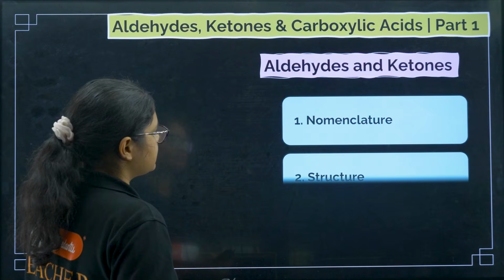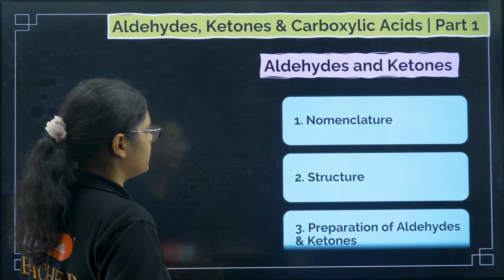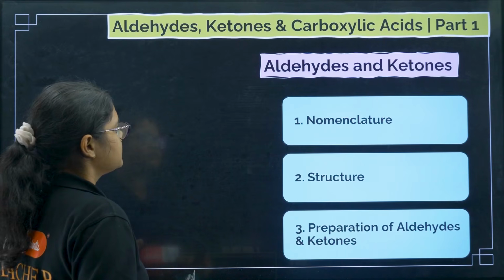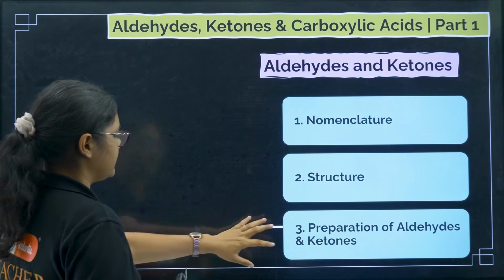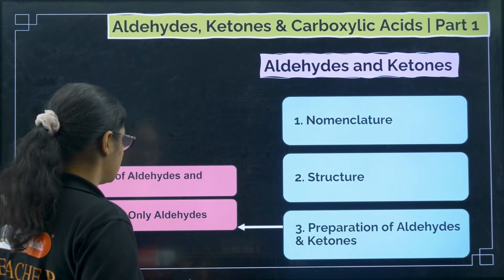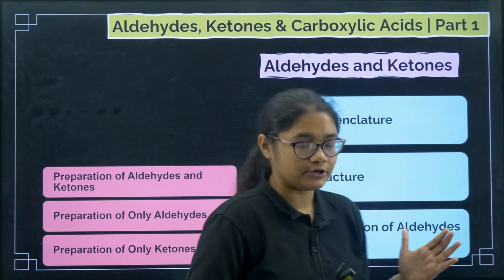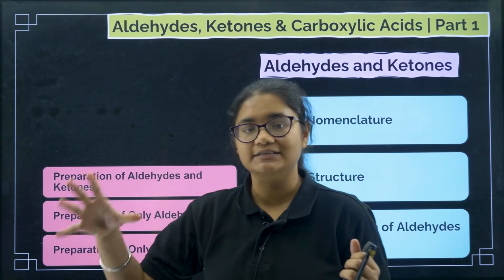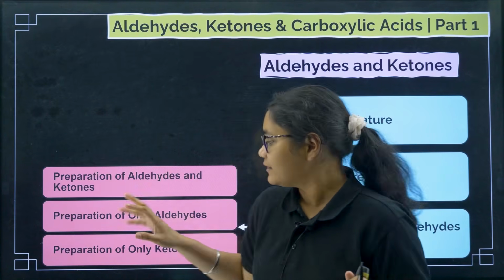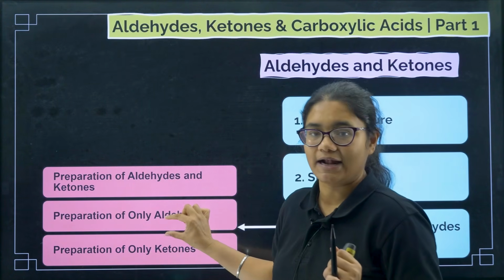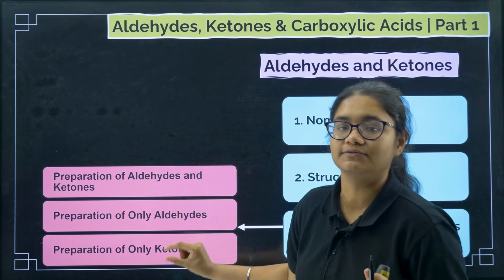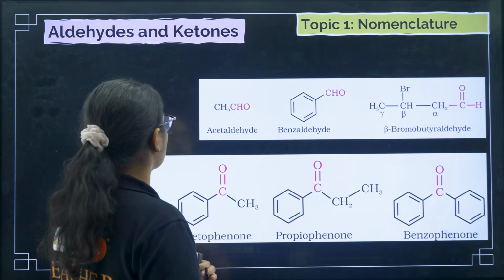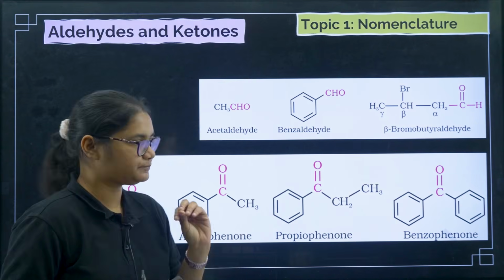Coming to the first part, as I told you, we'll discuss nomenclature, structure and the preparations of aldehydes and ketones. In this we again have 3 things: preparations common to aldehydes and ketones, meaning methods by which we can prepare both; then some specific methods for aldehydes and some specific methods for ketones. We will understand that as well. Now, moving forward to the nomenclature part.